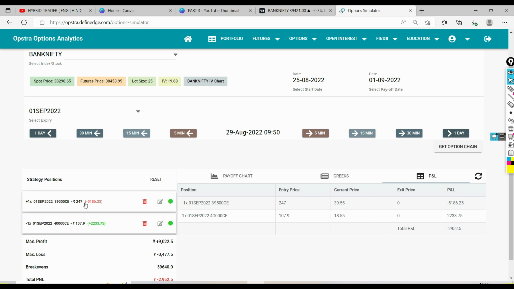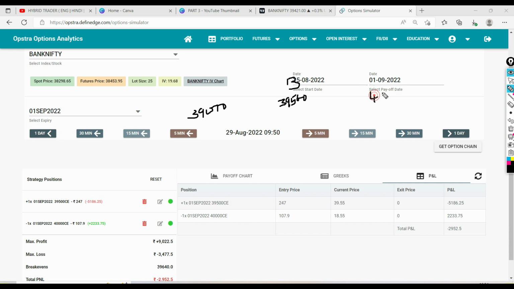Okay, the basic reason we took 39,500 and 40,000, I'll explain to you, friend. This is very important to understand. So where was the market standing when we started? At 39,000. You all know, right? This was your CMP, and we bought 39,500. This is your buy, and we sold 40,000.